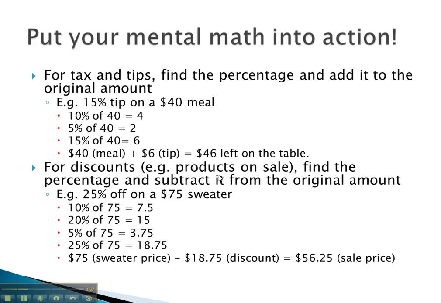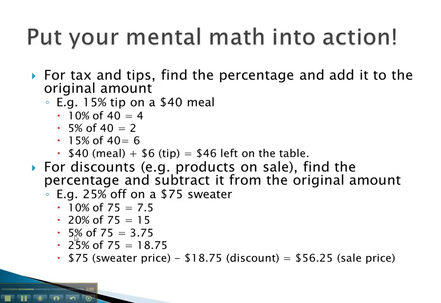But for discounts, that's like products on sale, you're gonna find the percentage and you're gonna subtract it from the original amount because they're taking that off. You're gonna not pay for that amount. So for example, 25% off on a $75 sweater, 10% of 75 is 7.5. 20% of 75 is gotta be double that, 15.